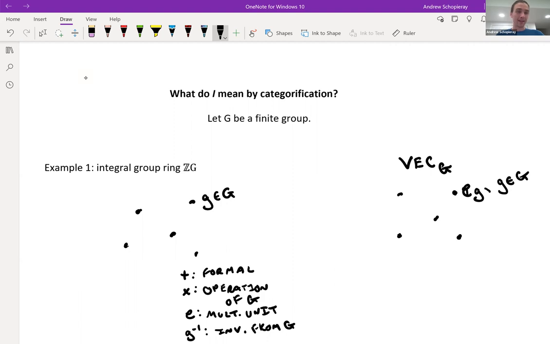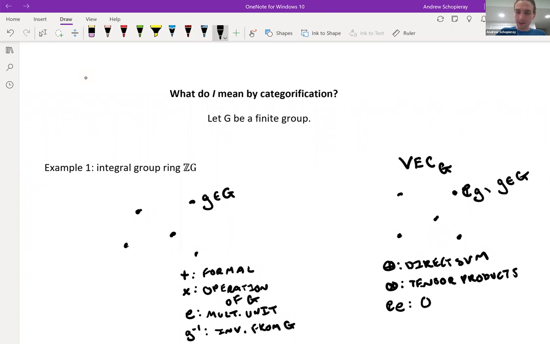But this category, this category of finite dimensional complex vector spaces graded by the group G, has a lot of the structure that the original ring has. So rather than having just formal sums of elements of our group, we actually have a direct sum of vector spaces. And instead of having an operation for our group, we can take tensor products of vector spaces, since this is just linear algebra. And this tensor product has a multiplicative unit, which is just our base field itself, or you can think about it as our base field indexed by our unit of our group. Okay? So this is our tensor unit.